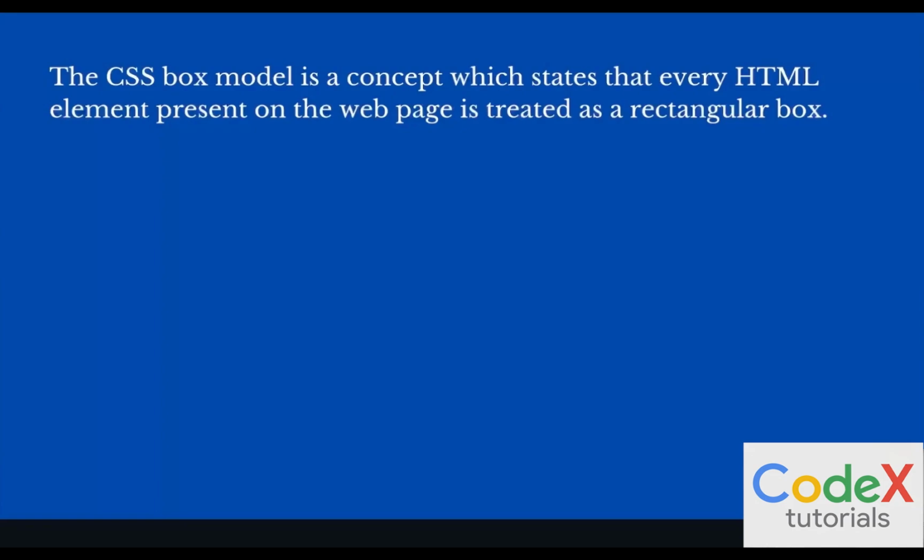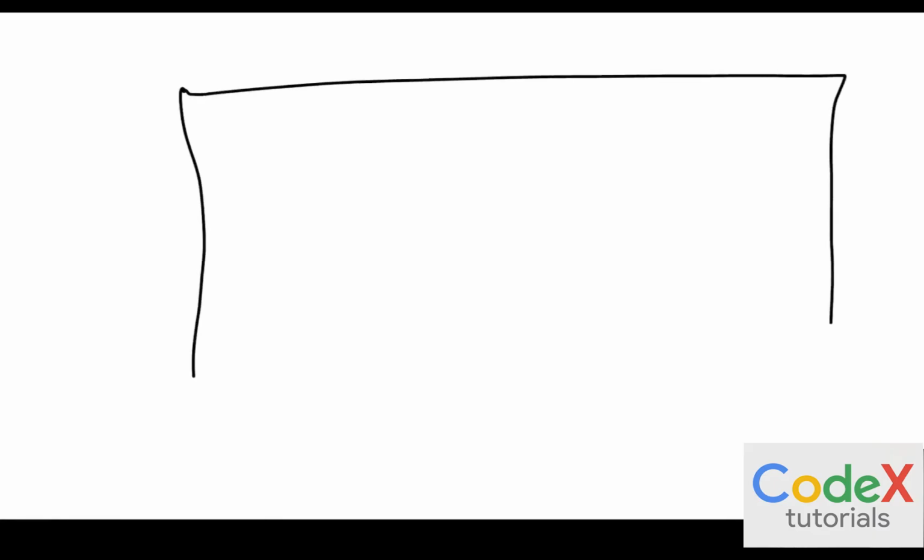Now, what do the aspects of the box model mean? Let us say that I added an HTML element on my page. Each of these HTML elements will be treated as a rectangular box. So let's draw a rectangular box, something like this. And it comprises certain aspects, or certain things which are part of the actual rectangular box.